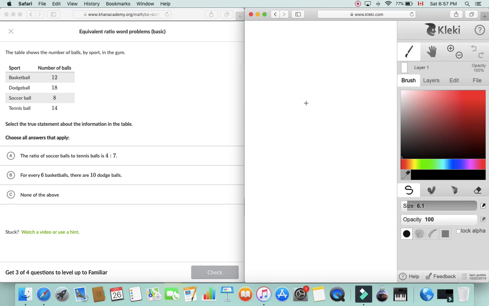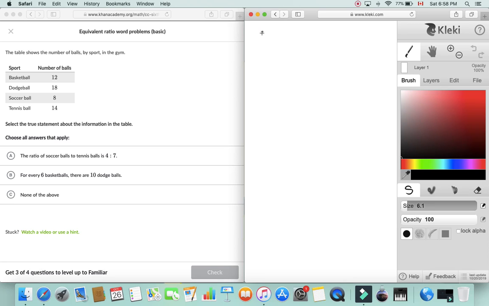Okay, the table shows the number of balls by sport in the gym. Basketball 12, dodgeball 18, soccer ball 8, tennis ball 14. Select the true statement about the information in the table. Choose all the answers that apply.